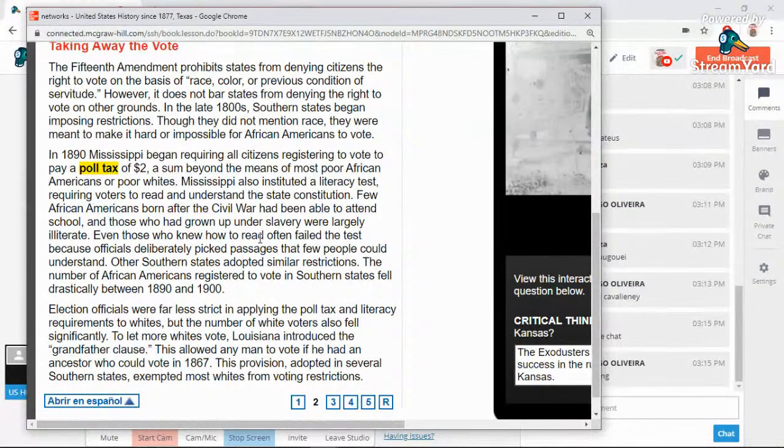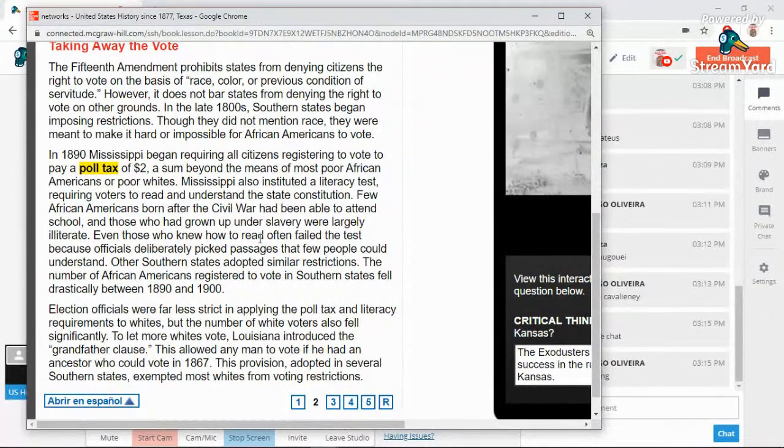So imagine you are a poor person or a black person, and sometimes the same, and to vote for the president, you have to pay 30 reais or more. Man, a lot of people are not going to vote. 30 reais is a lot for poor people, people that live in the suburbs. So this makes them vote less.